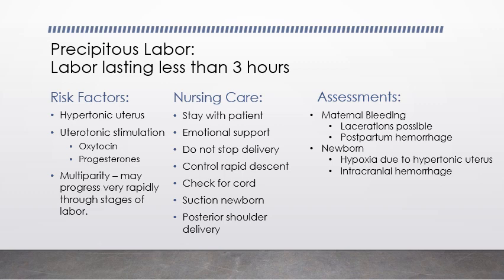This is scary. Don't try to stop the delivery, but if the provider isn't there, try to control the rapid descent of the presenting part. Rapid descent can lead to some genital trauma. After the baby's head is born, you want to put your fingers around the neck and check for the cord. You want to suction the newborn and then make sure you deliver the shoulders and the rest of the body.